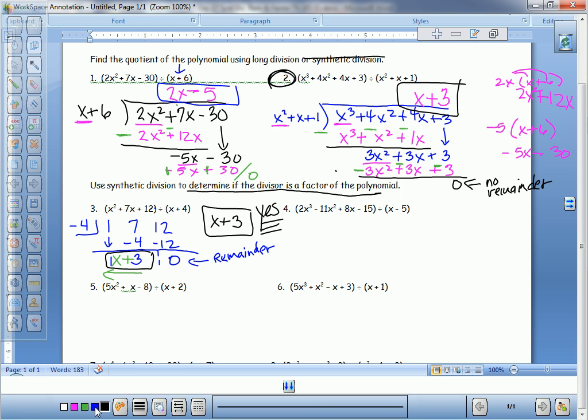Okay, we're going to do number 4 together. You would have a remainder if it's not a factor. Okay, so what goes on the table? 5. And then we pull off our coefficients and our constant. 2, -11, 8, and -15.